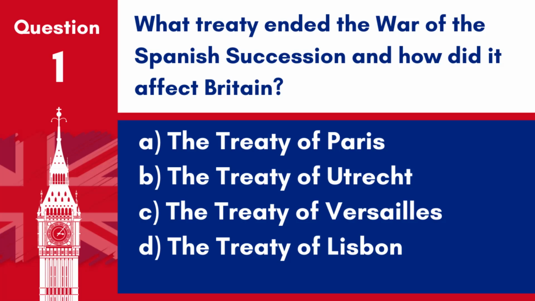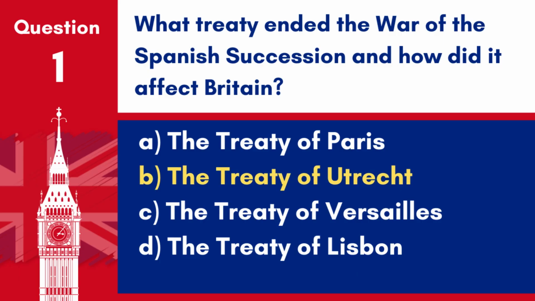Question 1. What treaty ended the War of the Spanish Succession and how did it affect Britain? A. The Treaty of Paris. B. The Treaty of Utrecht. C. The Treaty of Versailles. D. The Treaty of Lisbon.